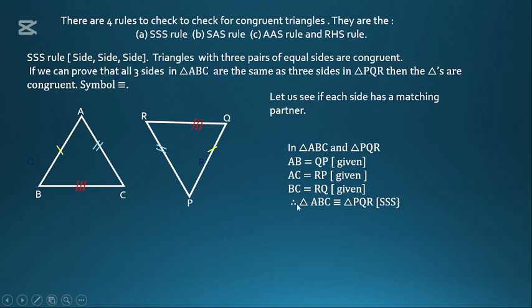Therefore, now we have 3 dots. Therefore, triangle ABC is congruent to triangle PQR. And we give the rule side, side, side. So that is our first rule. All 3 sides of the first triangle are equal to all the corresponding, which means the matching sides of RQP.